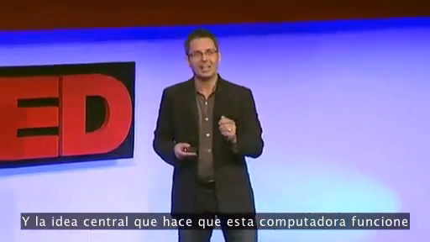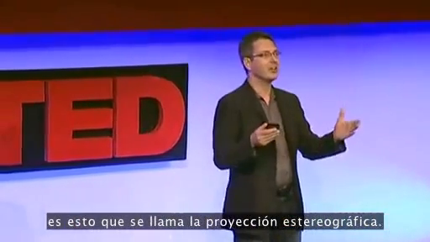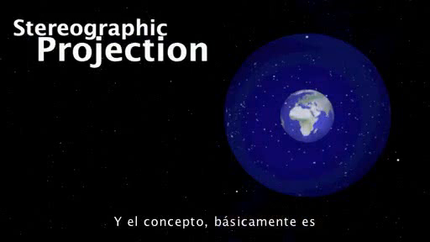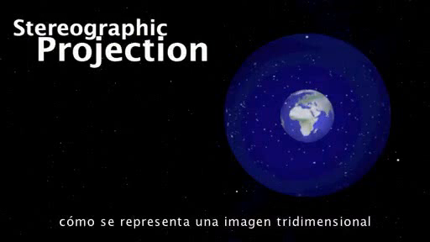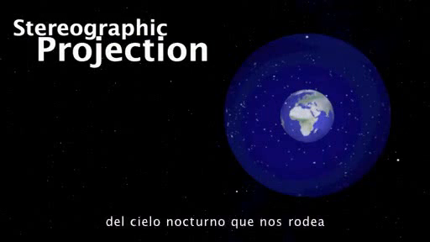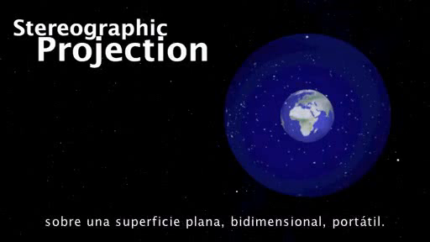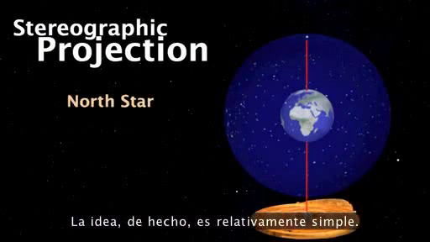The central idea that makes this computer work is this thing called stereographic projection. Basically the concept is, how do you represent the three-dimensional image of the night sky that surrounds us onto a flat, portable, two-dimensional surface? The idea is actually relatively simple.